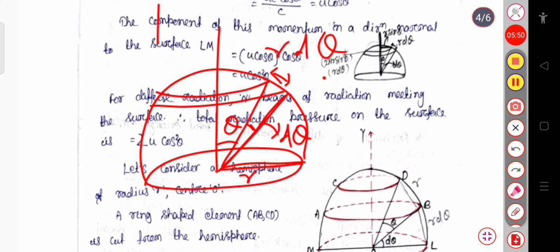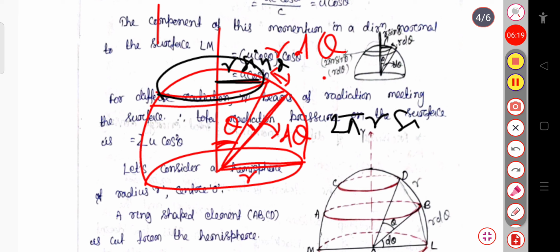Now consider that this is your perpendicular and this is your angle theta. This side will be equal to r sin theta. Again, if I consider this ring, then the circumference of this ring will be 2 pi r sin theta.